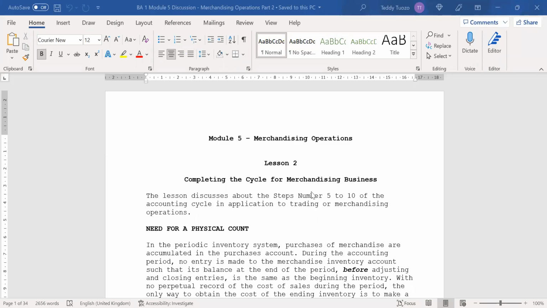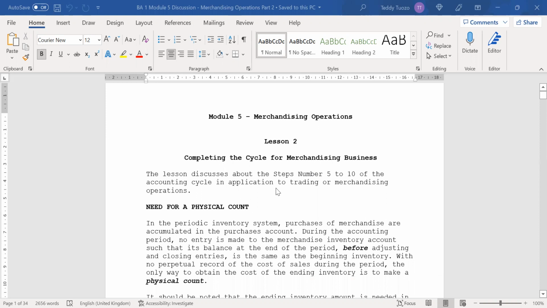This is the continuation of Module 5. My apologies, Module 5 has two parts. The first part of Part 1 is too short, just an introduction of Module 5, and the complete discussion is already in Module 5, Part 1, number 2, or Part 2 of Part 1. So this is completing the cycle of the merchandising business.